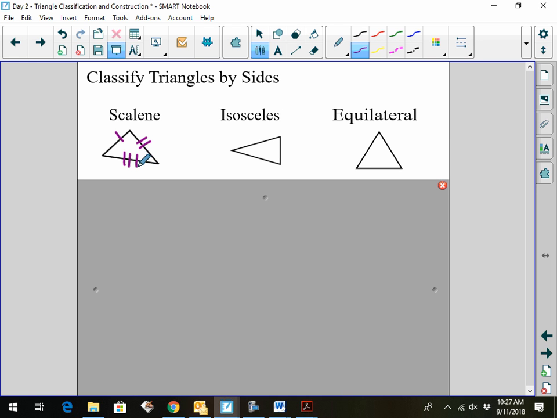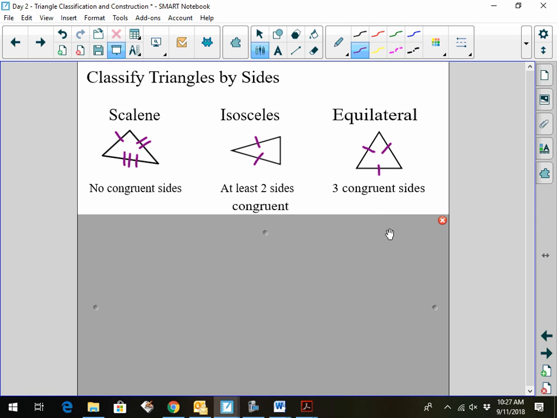An isosceles triangle has 2 congruent sides, and an equilateral triangle, we see equa, which is like equal, and then lateral, like lines or sides. So we have all congruent sides. Here's how it would read in English. Scalene has no congruent sides. Isosceles has at least 2 sides that are congruent. Equilateral has 3 congruent sides. And these are how we classify triangles by their size.